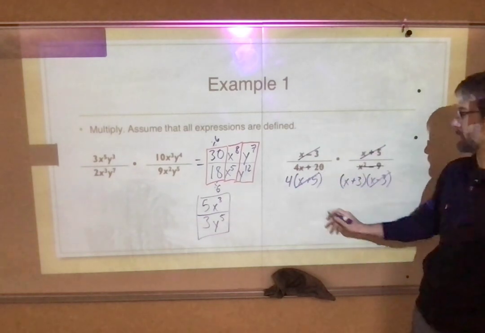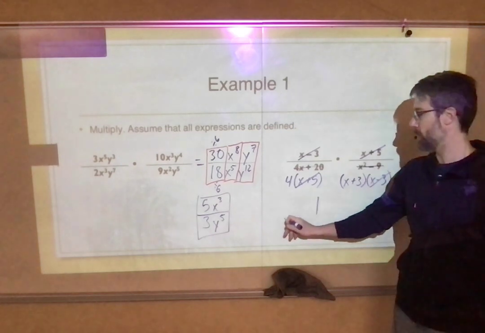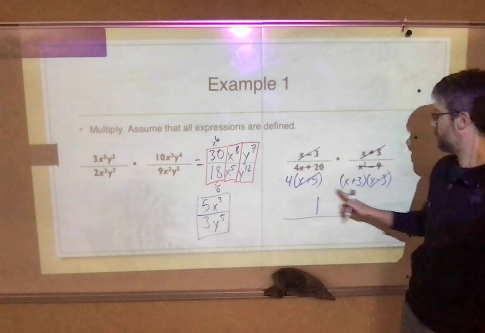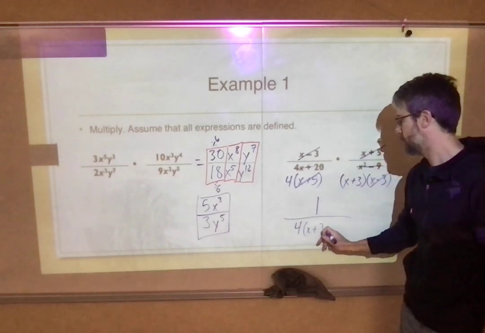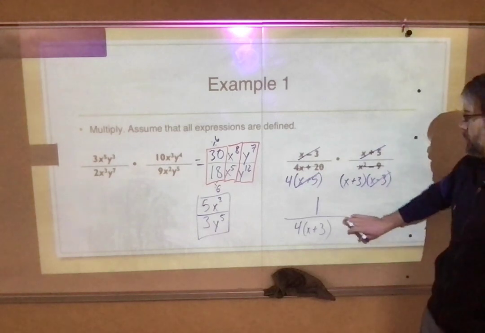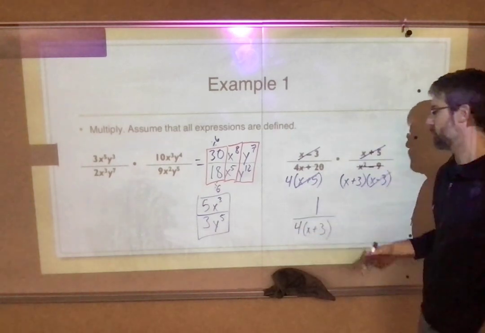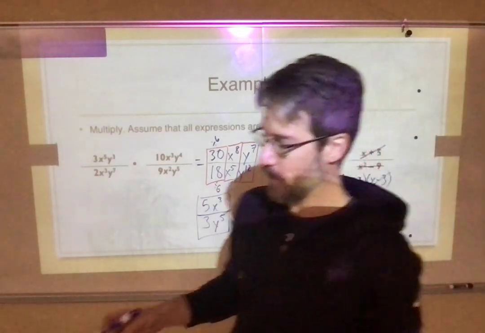Everything canceled on the top of the fraction, the numerator. That doesn't make it go away or make it 0, it makes it 1. And then what's on the bottom? 4 times x plus 3. And for this, we can leave it in its factored form. You could distribute the 4 through and make it 4x plus 12, but we can just leave it in its factored form for these ones.